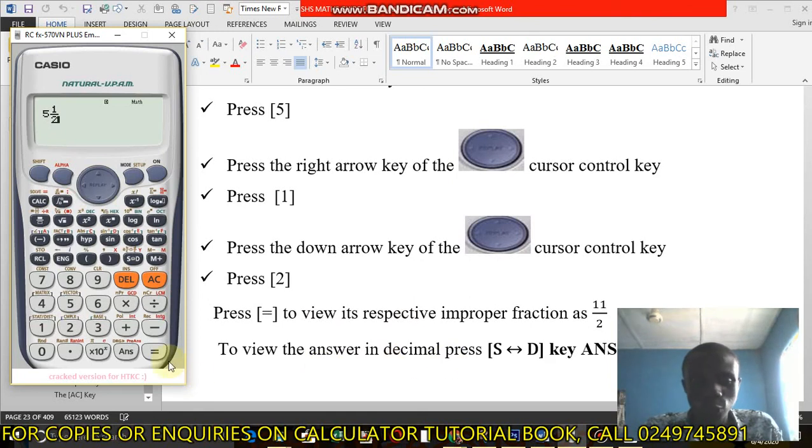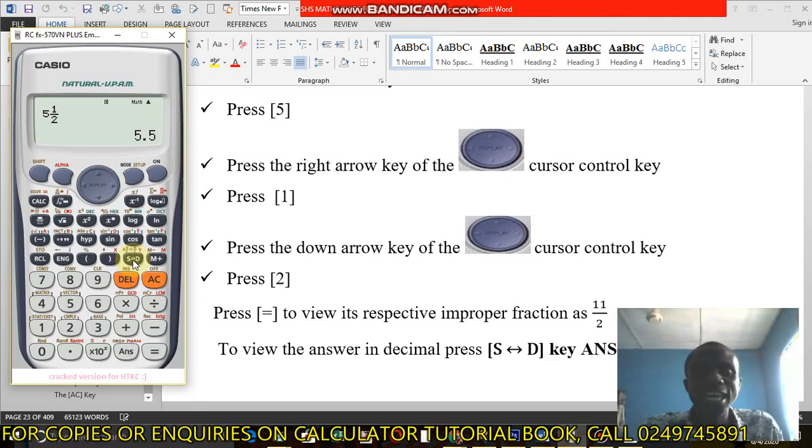To view the answer in decimal, after pressing equal to, we can see that the answer is 11/2 in an improper fraction. Now, you can view the decimal corresponding value of this improper fraction by pressing the SD key. There is an SD key on the keyboard. So you press SD. It converts the answer from the improper fraction to the decimal fraction.